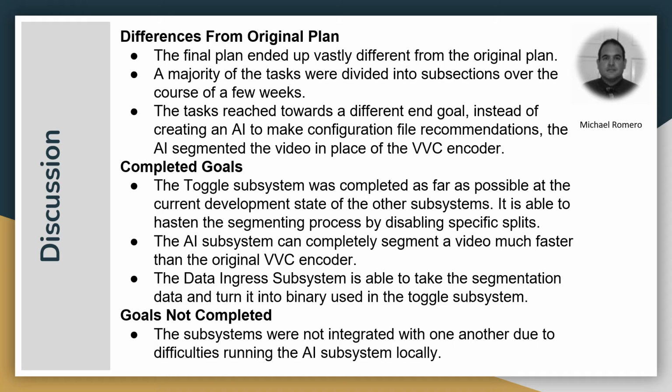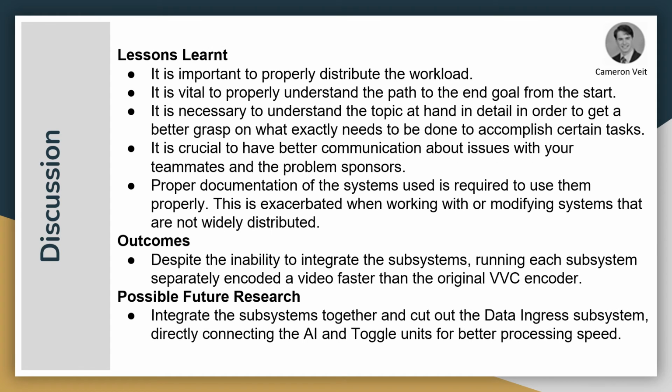The AI subsystem can completely segment a video much faster than the original VVC encoder. The data ingress subsystem is able to make segmentation data and turn it into binary information used in the toggle subsystem. The goal not completed was that the subsystems were not integrated due to difficulties running the AI subsystem locally.